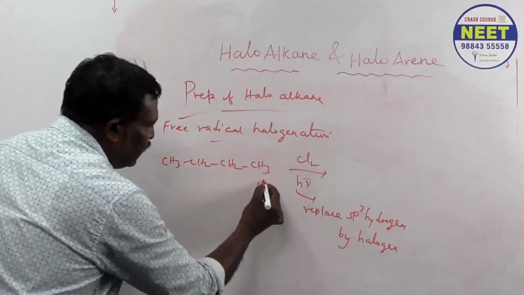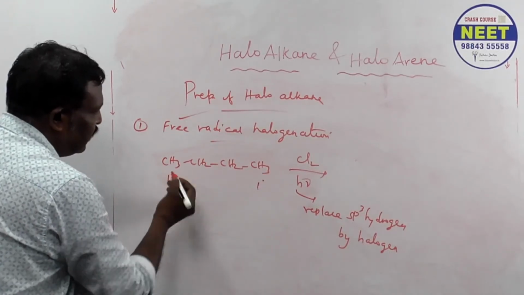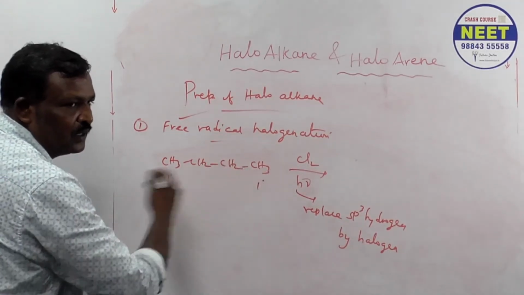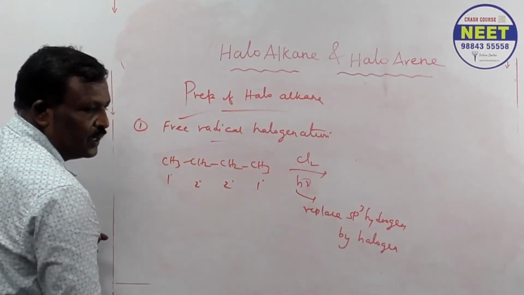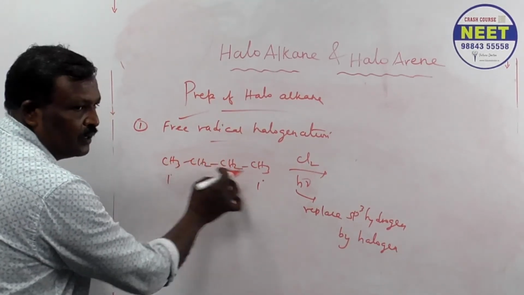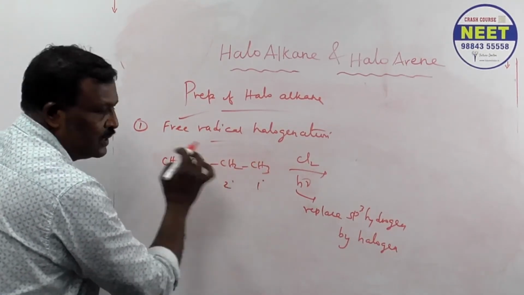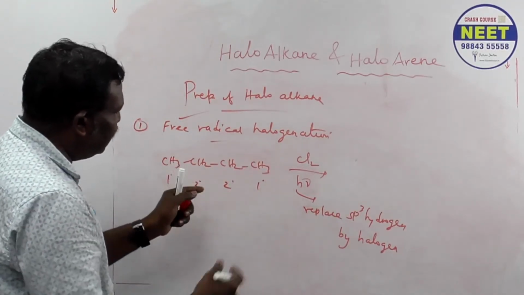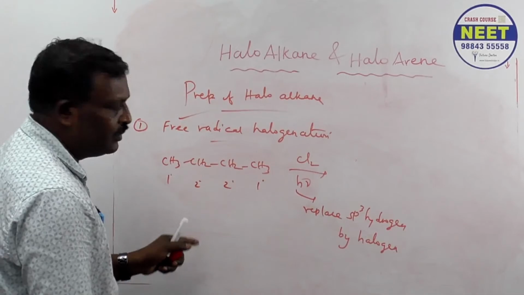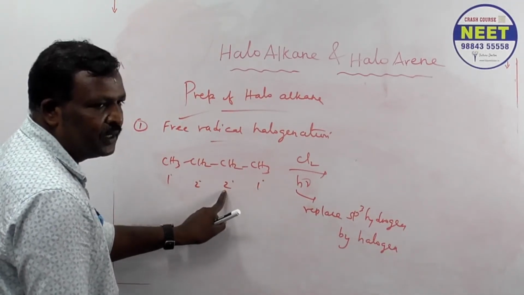If you replace here, primary. This hydrogen replacement is primary. This also what? Primary, no? First and last. Middle? This is secondary, this also secondary, no. Because these carbons are attached to 2 carbons. That's what's called secondary. Understood? Okay. We have a chance to get 2 kinds of product. One is primary alkyl halide and another one is what? Secondary alkyl halide. These are the possible products.